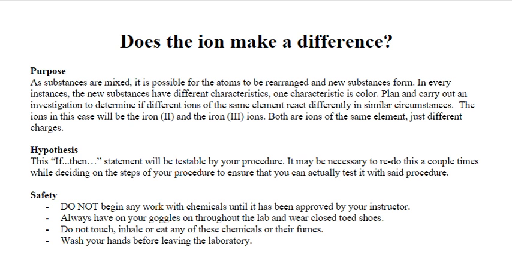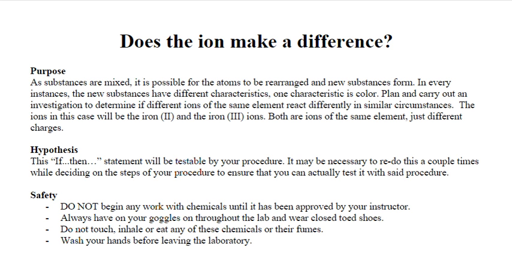Usually that's due to a wide variety of different possibilities, but the color change is an indicator that a chemical reaction has occurred. So your objective or your purpose is to plan and carry out an investigation to determine if different ions of the same element react differently in similar circumstances.